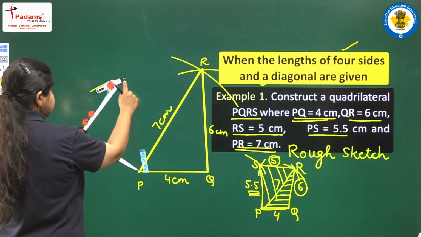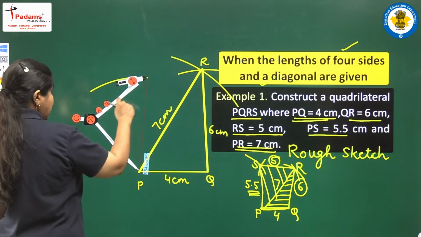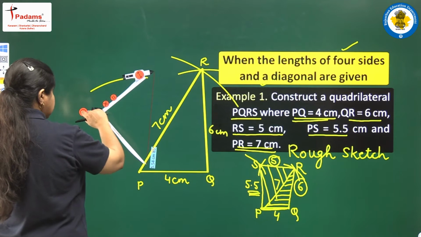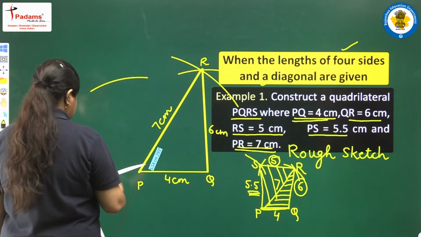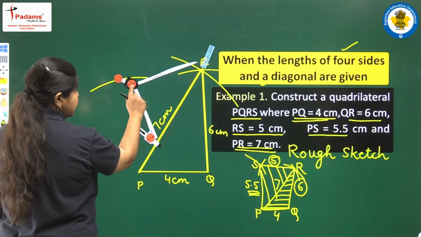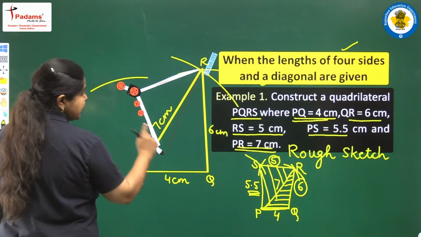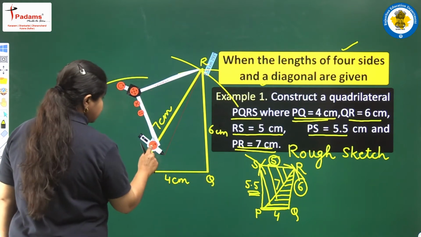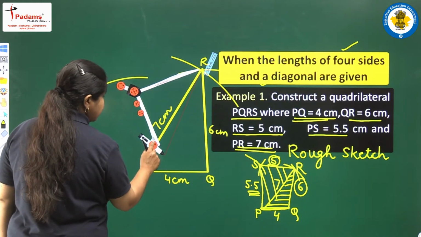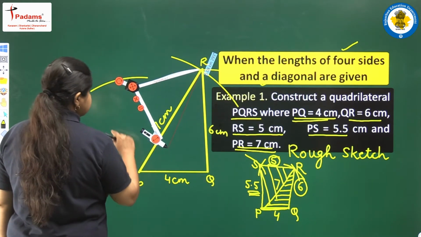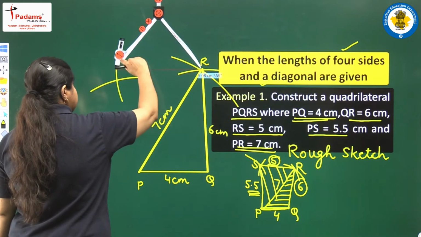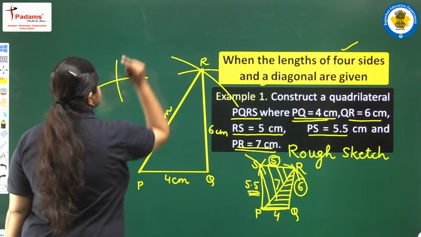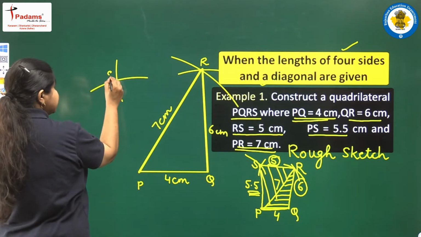Let us draw it in this manner. Now again we need to keep it at R, and this time the measurement should be 5 centimeters. So let us take it to 5 centimeter. This is 5 centimeter. Let us cut this arc here, and yes, we get this point as S.